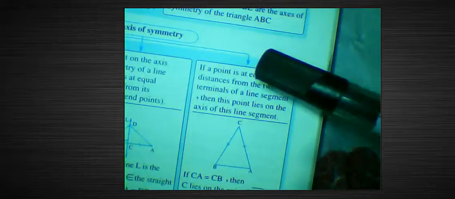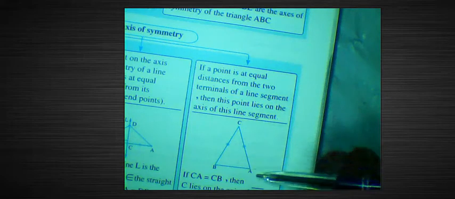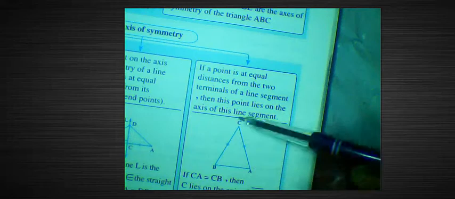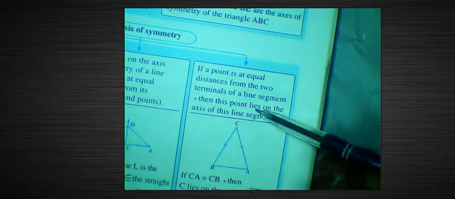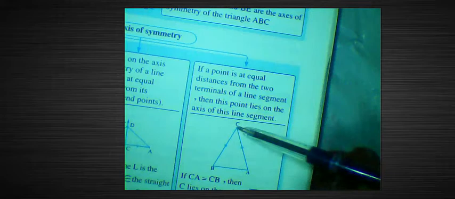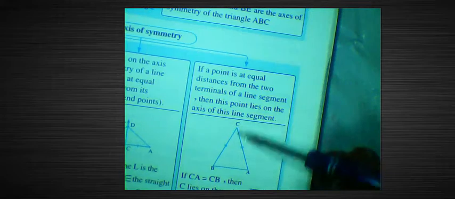طيب العكس بقى يا ولاد. If a point is at equal distance، لو عندي point at equal distance from the two terminals of a line segment، يعني لو كان CB equal CA then since this point lies on، بتقع على the axis of this line segment. يبقى if CA equals CB then C lies on or belonging to AB the axis of AB. الأكسس لو في هنا يبقى C هتمر عليه، lies on.